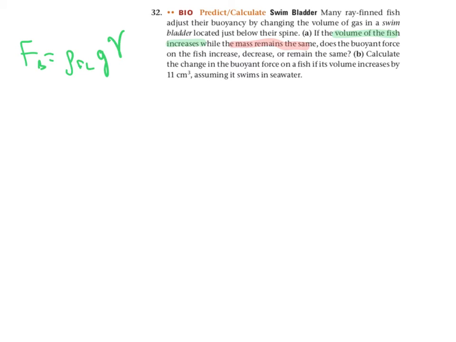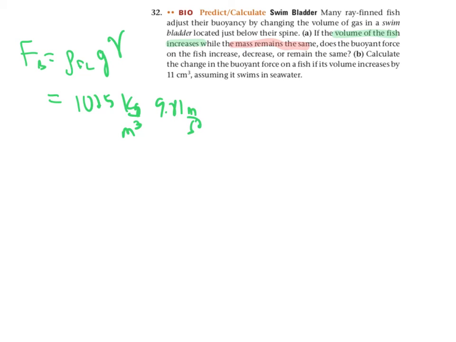Part B then says, hey, figure that out. So we'll just put that in here and we'll say, well, we'll need the density of salt water. According to table 15.1 in your textbook on page 503, seawater has a density of 1,025 kilograms per cubic meter. g is, of course, 9.81 meters per second squared.